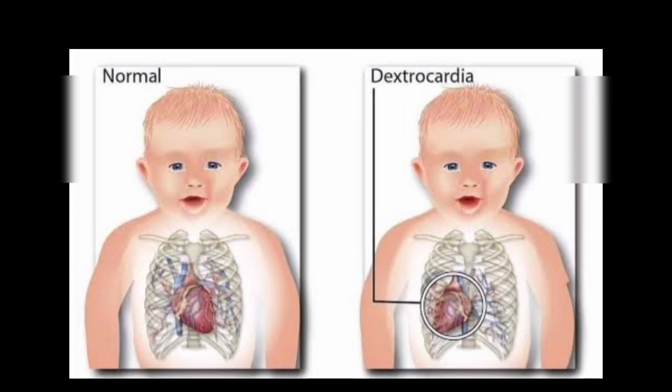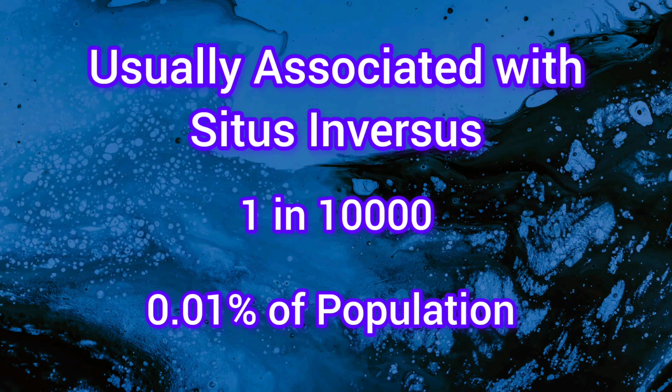We all know that the heart is normally situated on the left side of the body, but there are some cases where the heart is found to be on the right side. This is called dextrocardia. Dextrocardia is many times associated with a condition called situs inversus. It is present in 1 in 10,000, or approximately 0.01%, of the population.